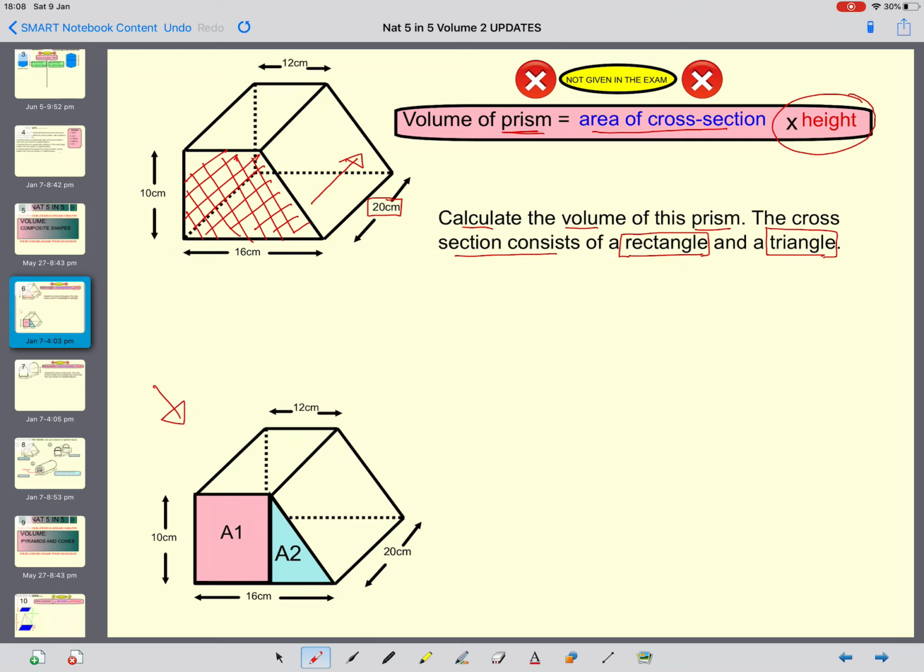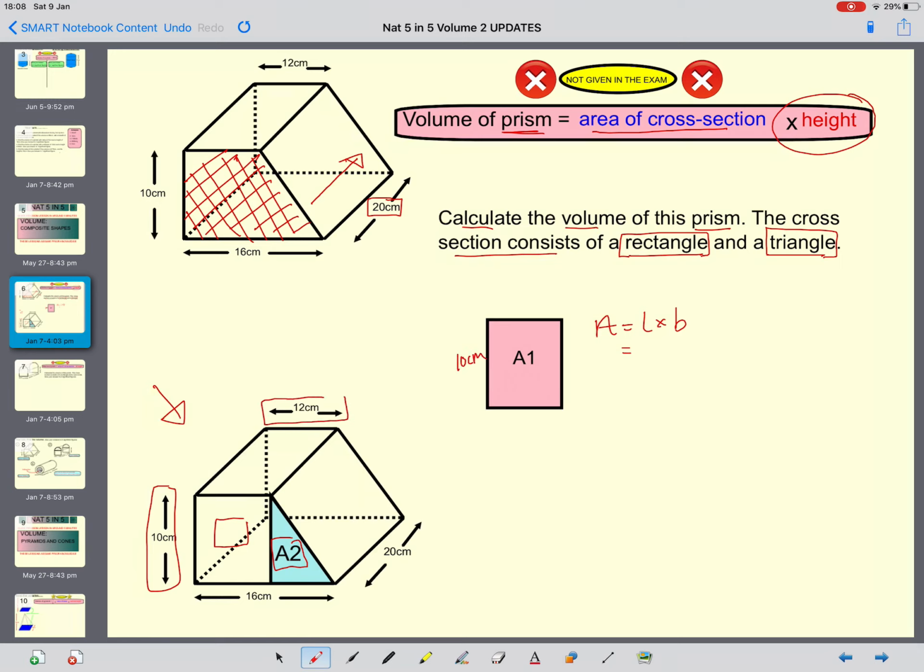So I've already split it into area 1 and area 2, as you can see here, and I'm going to work out the area of the rectangle and the triangle. If I take this rectangle over here, we all know that the area of a rectangle is length multiplied by breadth. Now what is the length and what is the breadth? So this length here we know is 10 centimetres, so this must be 10. This length here that I'm circling is 12 centimetres, so therefore this must be 12 centimetres.